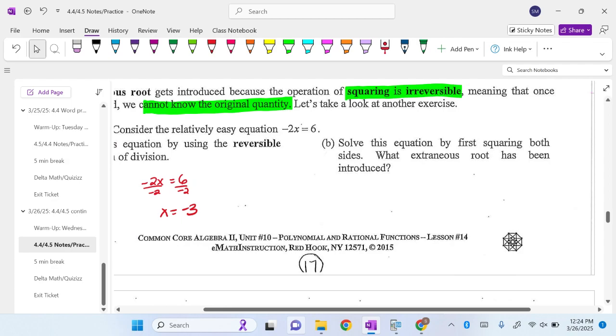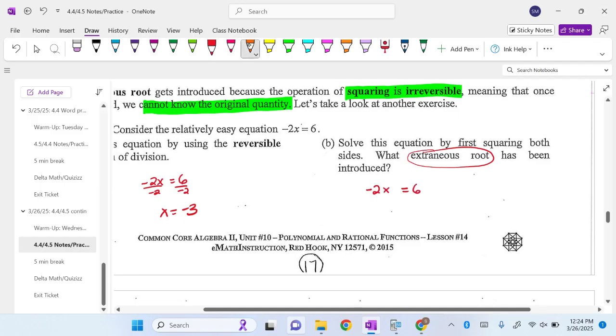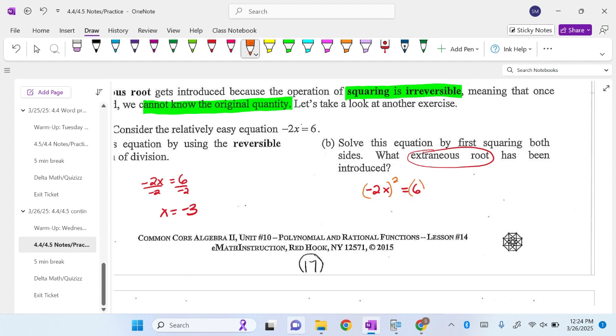But now we're going to solve this equation by squaring both sides. And what extraneous root has now been introduced? So in other words, we now have negative 2x equals 6. But what they want us to do is square both of these sides. So what's negative 2x squared? Positive 4x squared, because negative 2x times negative 2x is positive 4x squared. What is 6 squared? 36.